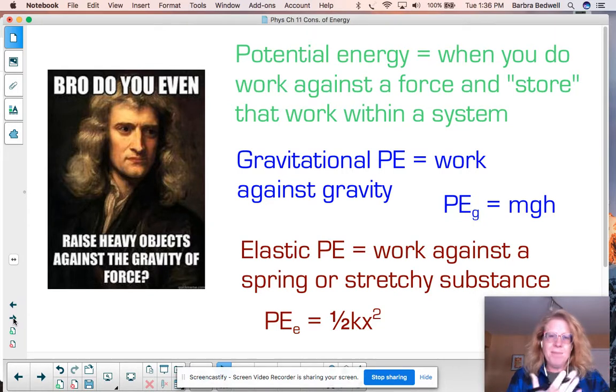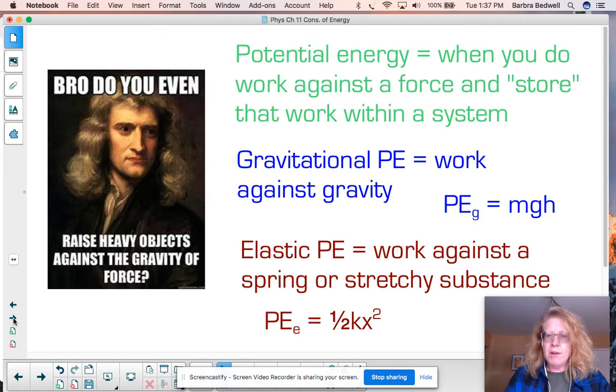So it makes sense. I mean, you guys know how, if I'm stretching a rubber band, how much energy I'm going to store in that thing. A, it depends on how far I stretch it. And B, it depends on how stretchy the rubber band itself is, what the characteristics of the rubber band or the spring are. For gravitational potential energy, this is one that you do need to know.